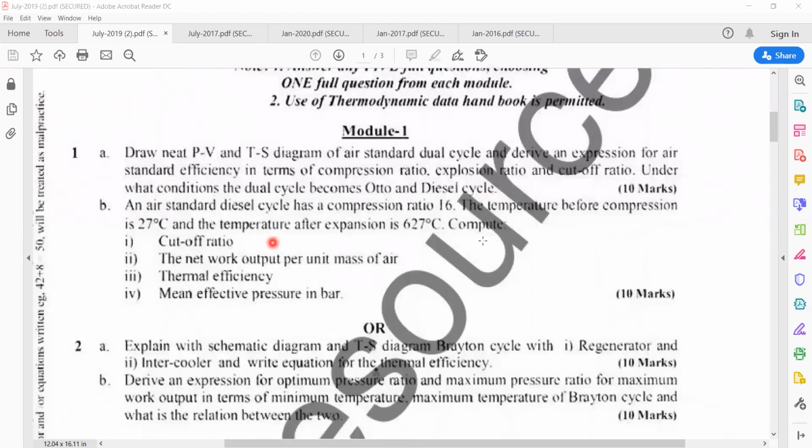I hope you can solve this problem. See, at the last, he asked us to calculate under what condition the dual cycle becomes Otto and diesel cycle.